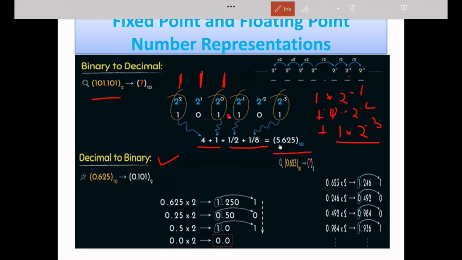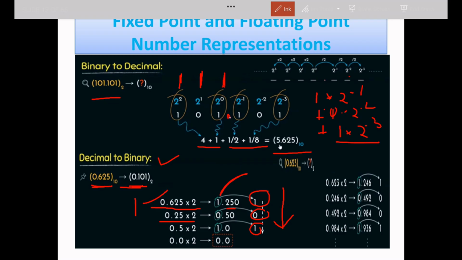Now how to convert this decimal to binary? You have a number 0.625. Every time we have to multiply this 0.625 by 2. The first bit before the decimal, I will write here. Again the remaining value I will multiply with 2 until I reach 0. You multiply by 2 and take the first bit, and all the first bits you write here, and top to bottom the representation is called the binary representation of this decimal.